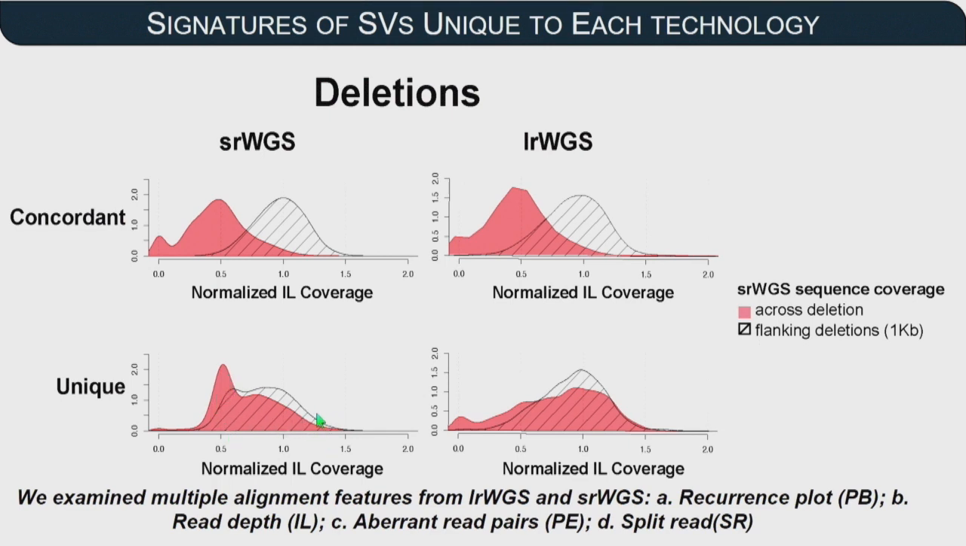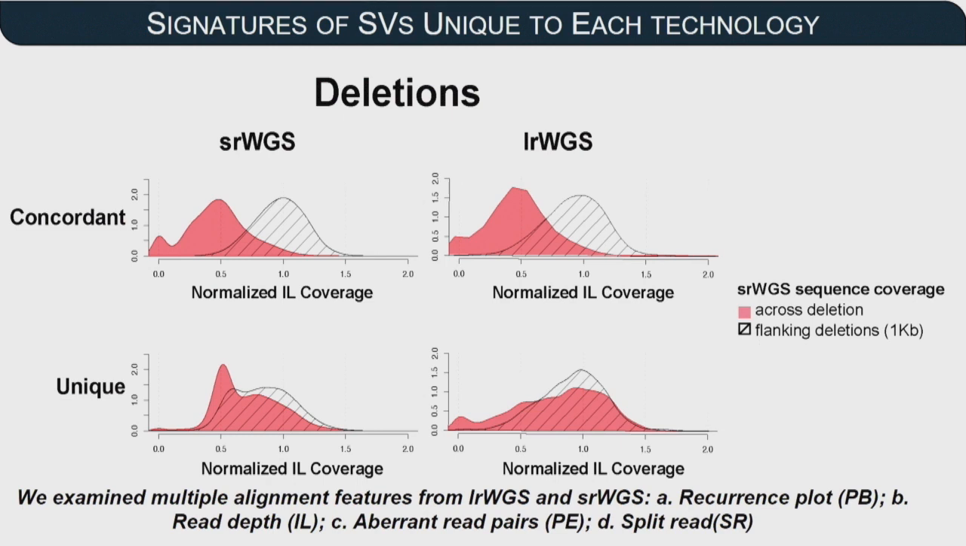So there's no real change in depth within the region flanking the deletion or duplication as there is at the breakpoint. And then when we have variants unique to long read sequencing, there's almost no depth profile at all. So by doing this in a number of ways, this is just depth. We did the same thing with paired end. We did the same thing with split reads.